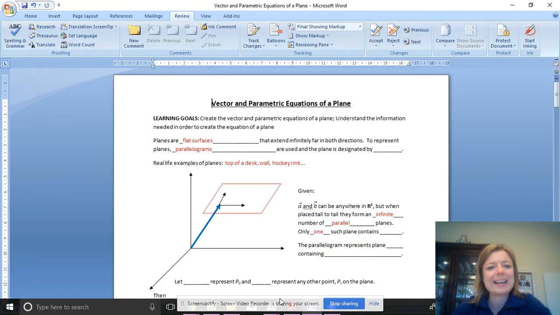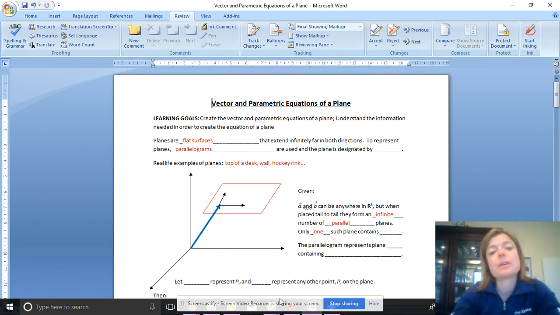Hi everybody, today we are learning about the vector and parametric equations of a plane. So we already know the vector and parametric equations of a line, so let's think about what might be different about a plane. Well, a plane is two-dimensional instead of one-dimensional.